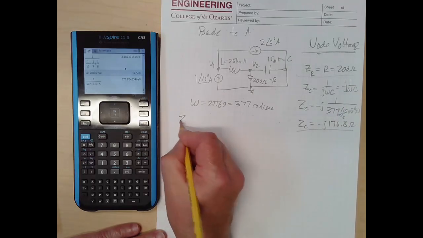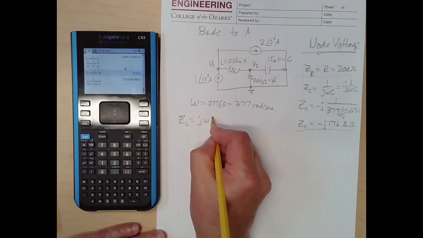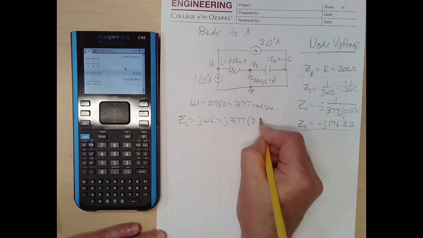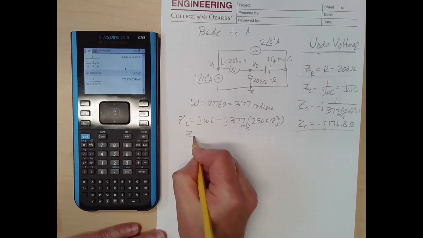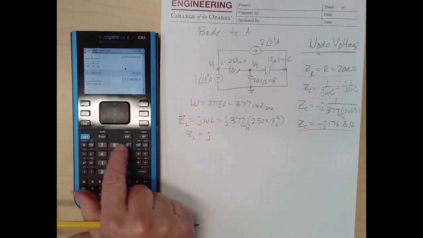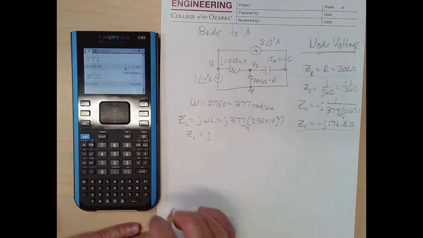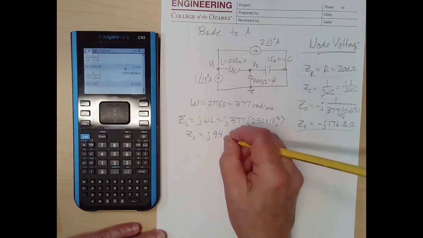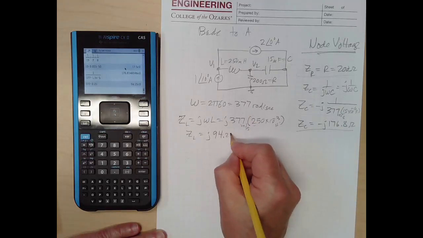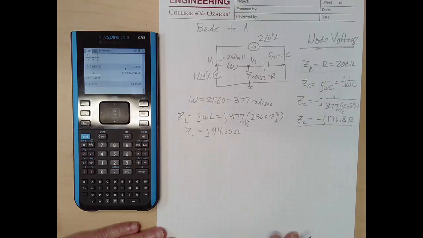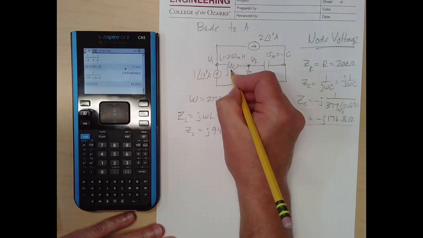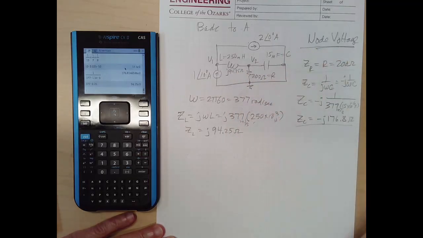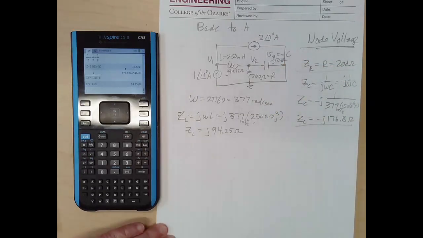Everything needs to be Z, so let's get Z of our inductor. Z for inductors is j omega L, j times 377 times 250 times 10 to the negative 3 henries. So Z for an inductor is j 377 times 0.25, which is j 94.25 ohms. Let's write these in here: j 94.25 ohms, 200 ohms, and negative j 176.8 ohms. Getting a bit messy here.